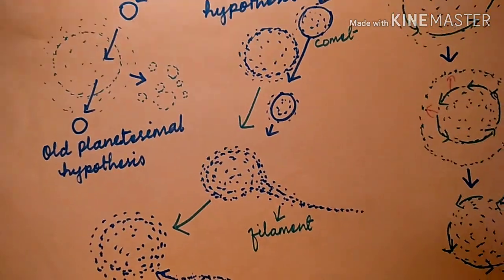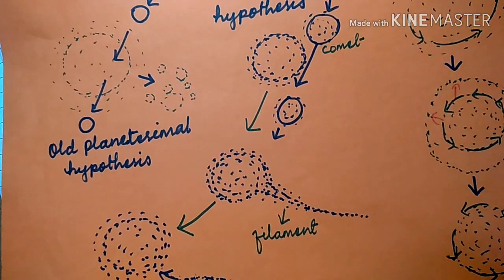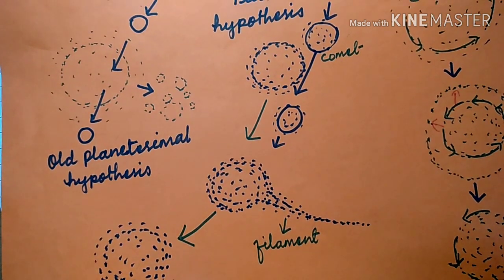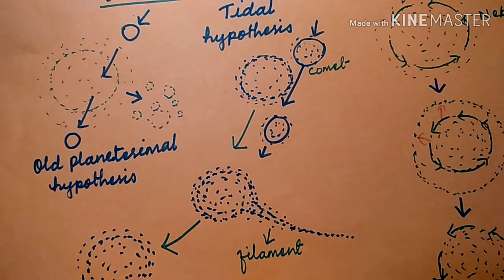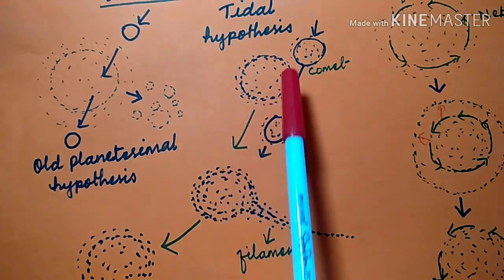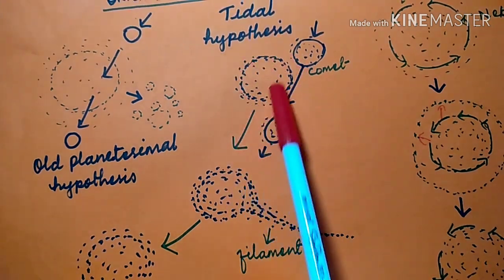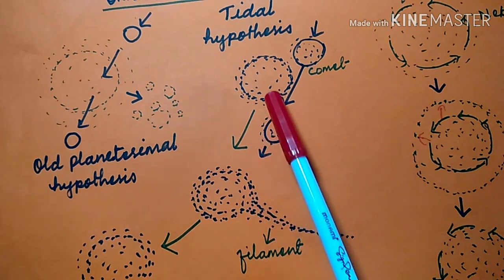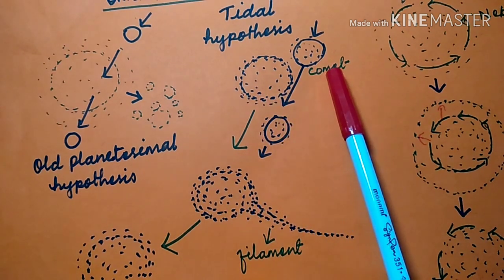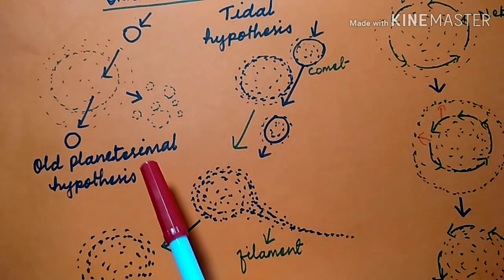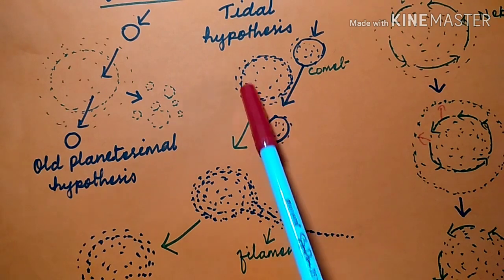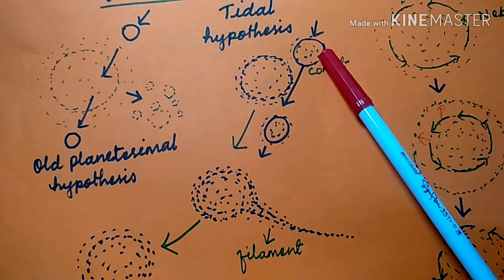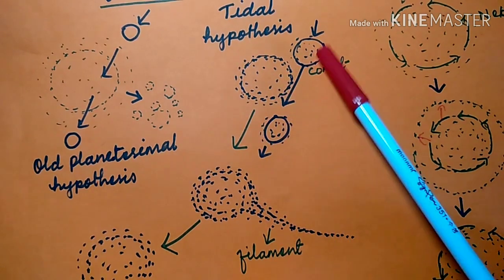And the third one is tidal hypothesis. So tidal hypothesis was given by James Jeans and Harold Jeffrey. Okay, Jeans and Jeffrey hypothesis, tidal hypothesis. According to this hypothesis, there was a huge mass of cloud gases. Okay, and this was not actually hit by a comet. It is unlike the old planetesimal hypothesis. In this case, this huge mass of gases was not hit by the comet. Okay, there was no collision between these two.